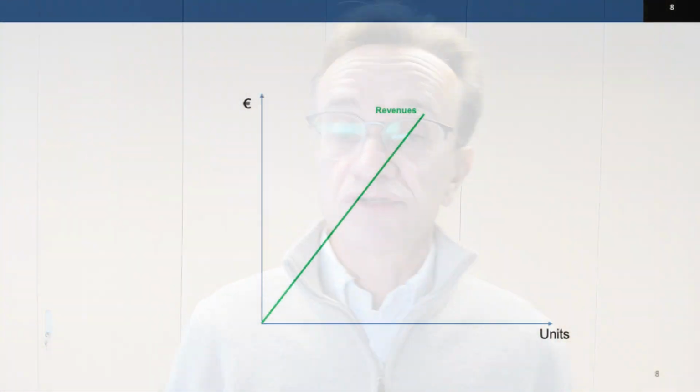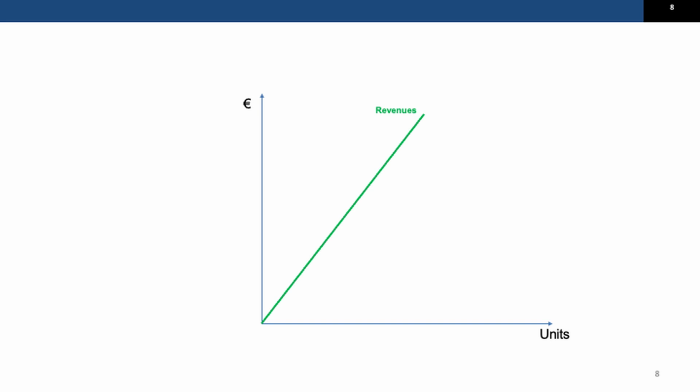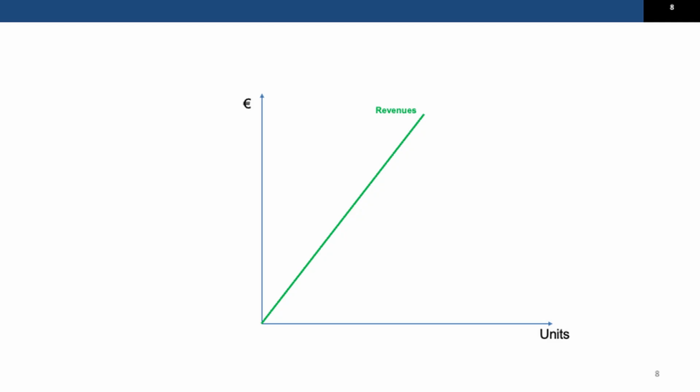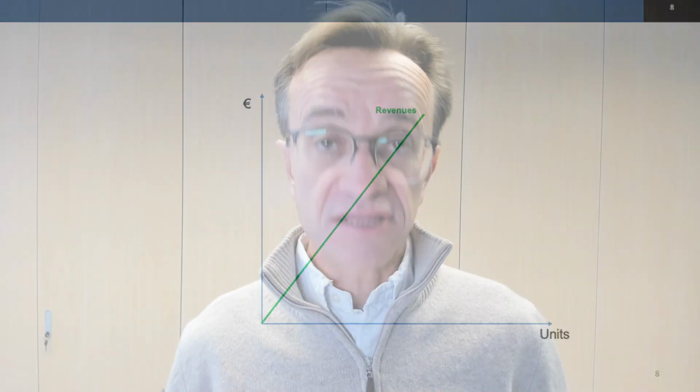We can represent also the revenues. Revenues are price per unit times the units sold. So if we don't sell any unit, we don't have revenues. So the line starts at the origin of the axis and it increases as long as we are able to sell units. So for 1 unit, the revenue is equal to the price. For 2 units, the revenues are equal to 2 times the price per unit. With 3 units sold, the revenues are 3 times the price per unit, and so on and so forth.